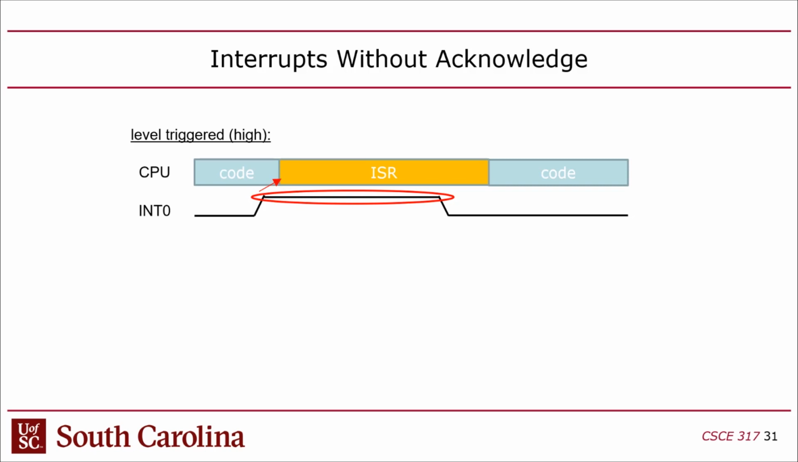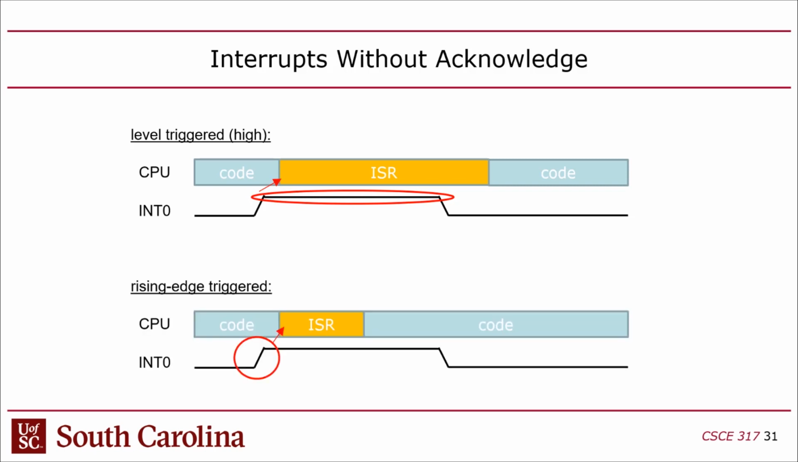Well, one way to do it is a level-sensitive interrupt, where the CPU is triggered by the level of the interrupt. Another way is to have it triggered by the edge of an interrupt. The problem with both of these approaches is that it's only one-way communication. The interrupt doesn't know if the CPU has recognized the interrupt and started servicing it.